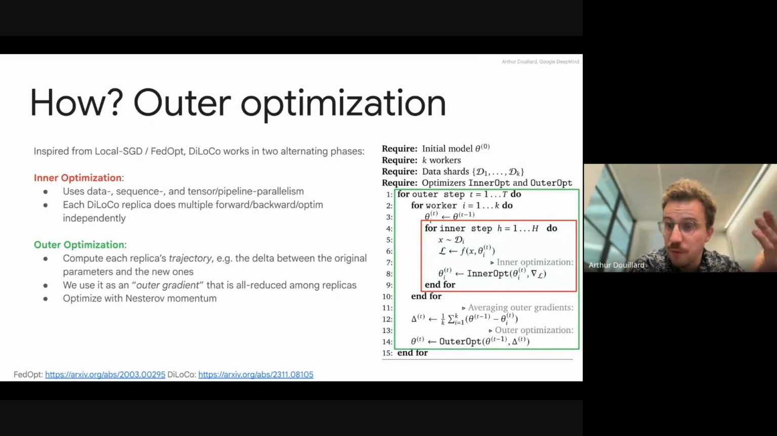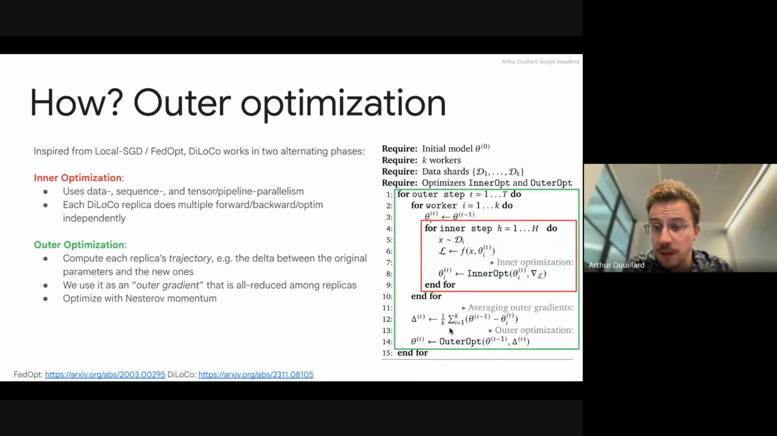And then once in a while, for example every H steps, which could be 100 steps, they are going to compute a delta. Here it's the delta, for a given parameter and a given worker, a given GPU, between their current parameters and the parameters they had 100 steps in the past. What you can see is that this delta in the parameter space is a trajectory: the path you took across hundreds of optimization steps. We can consider this trajectory as a form of outer gradient, although it's not a proper gradient. You have one outer gradient per GPU, per worker, and then you take an average.